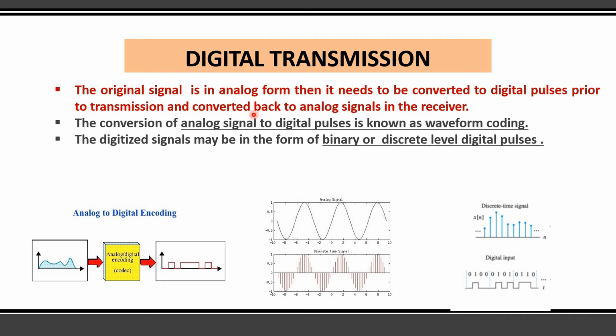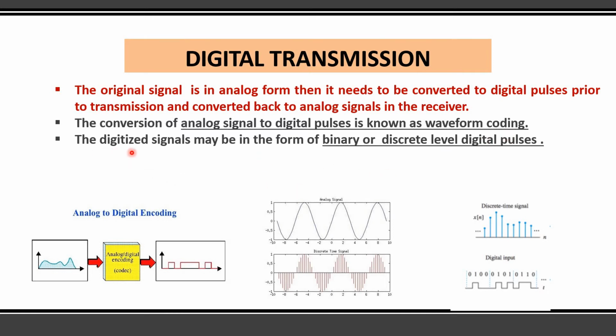Human beings are not able to understand the digital signal, because in digital communication the information is represented only by zeros and ones. By looking at those zeros and ones, we are unable to deduce the original information. So human beings can understand only physical quantities like sound signals, visual signals, and the corresponding printed information. The conversion of an analog signal into digital pulses is known as waveform coding. That we are going to discuss in the next video.